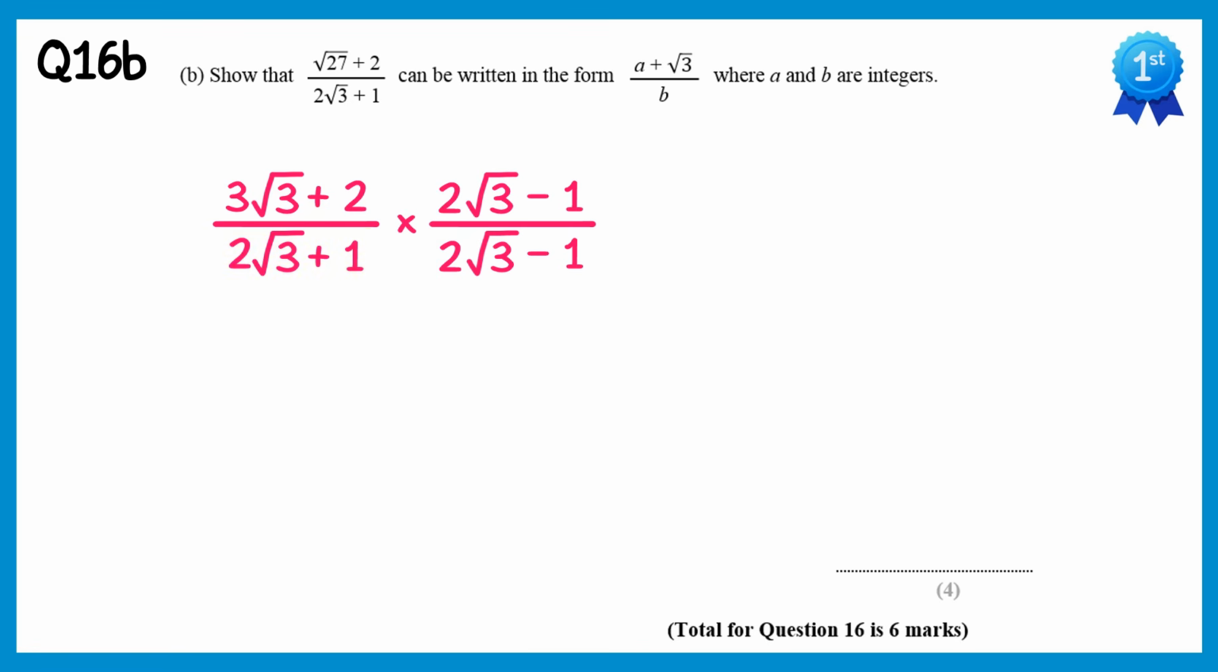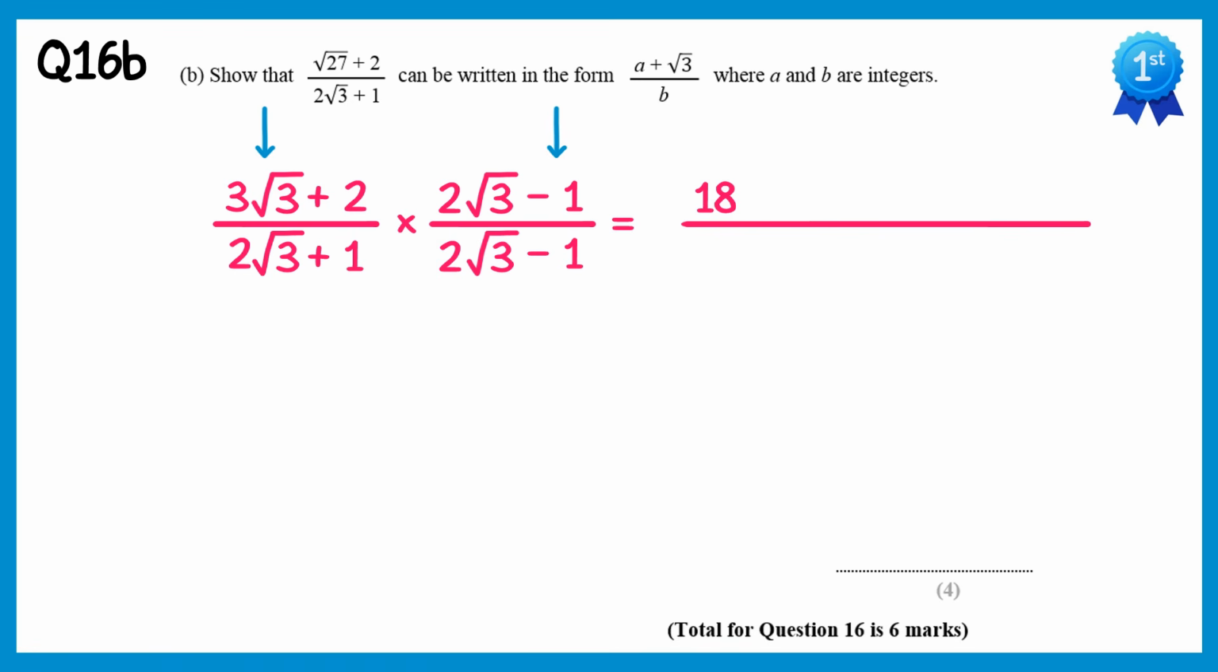Let's multiply the numerators first. Think of these like you expand brackets. So let's do 3 root 3 times 2 root 3. 3 times 2 is 6, and root 3 times itself is 3, so 6 times 3 gives you 18.